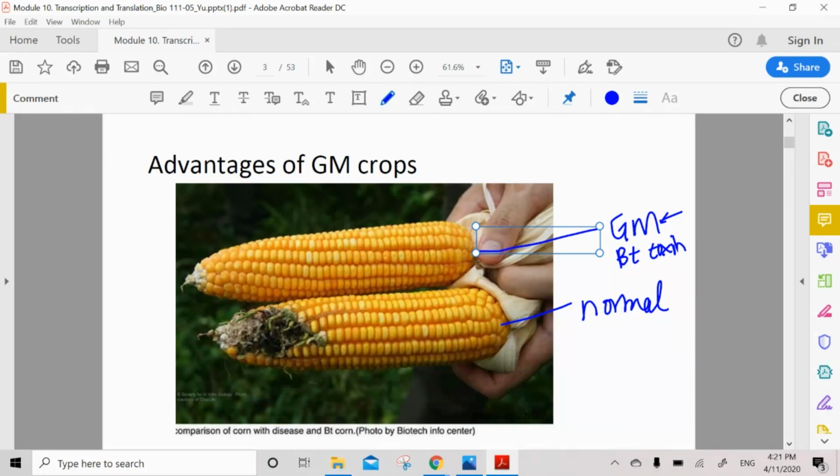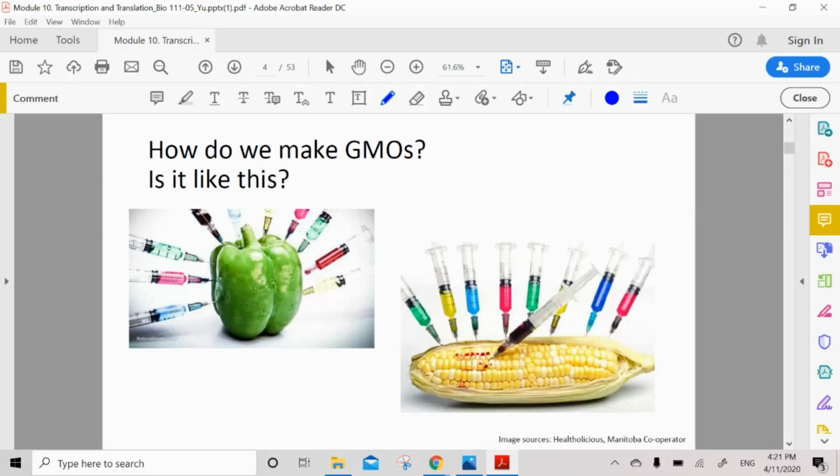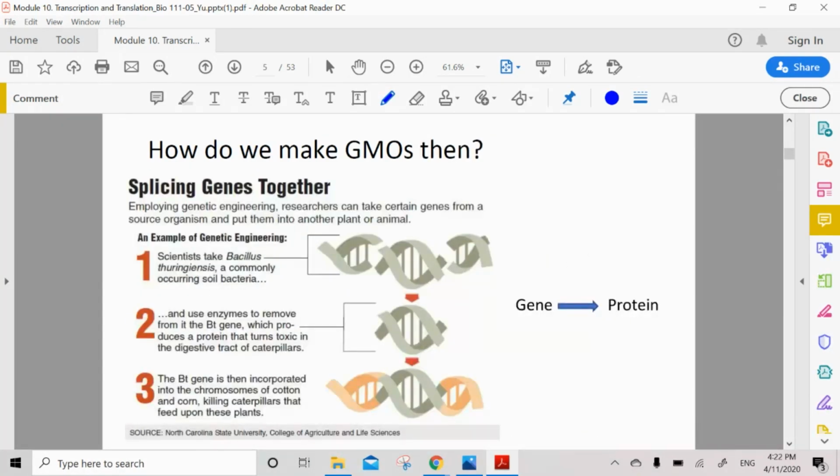So that's why if you use GM corn, usually you get a much higher yield and you use a lot less pesticides to kill the pests. So that's why GM crops have been so popular in the US. So how do we make GMOs? Now, of course, not like this, right? So this is the correct kind of overview of how we make GMOs. And I'm using GMOs because the process of making GMOs is really tied to gene expression, which is transcription and translation that's included in this chapter.